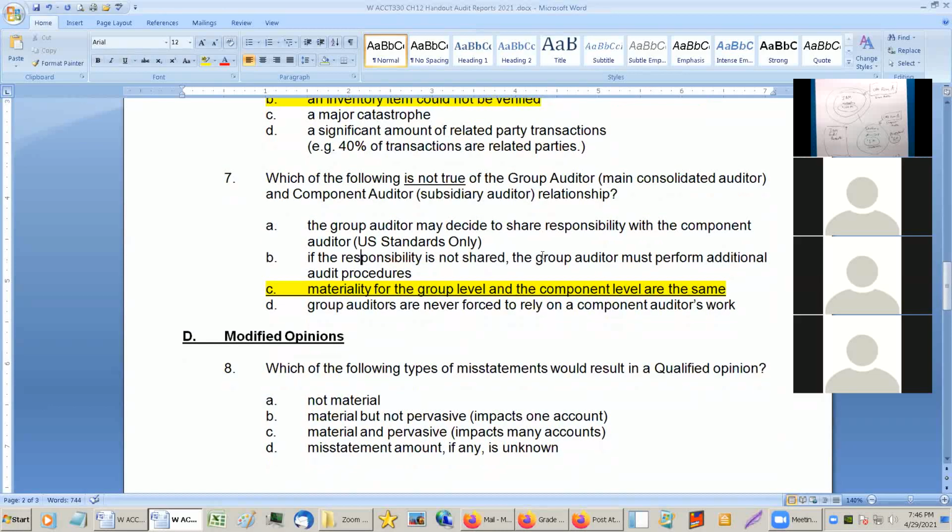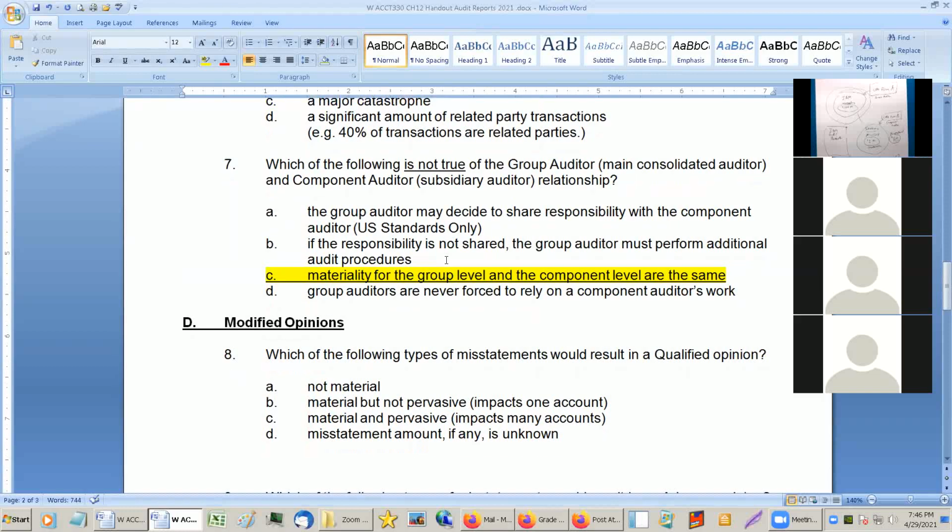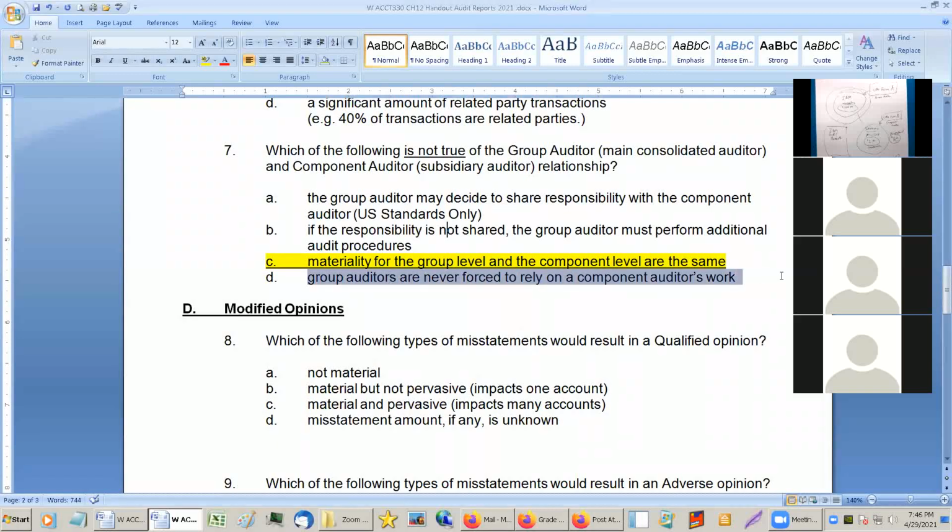If the responsibility is not shared, the group auditor must perform additional procedures. That's true, because now you have to get familiar enough with the subsidiary to make the audit for IBM. And this one is also true. They're never forced to rely on the component auditors' work. So in other words, if you look at their audit plan and their audit program and you say, okay, this is inadequate, your evaluation of inventory is not up to level, you can do your own evaluation. So you're not forced to rely on their work.